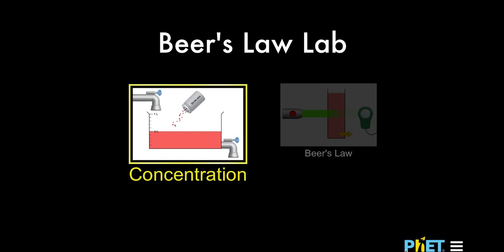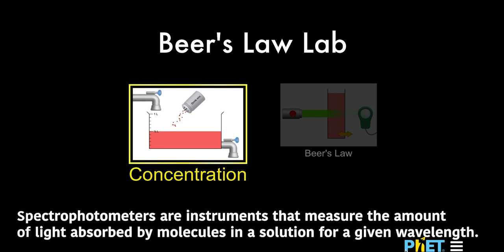In this lesson, we are going to use PhET Beer's Law Lab to demonstrate how a colorimeter or spectrophotometer works. Spectrophotometers are instruments that measure the amount of light absorbed by molecules in a solution for a given wavelength.